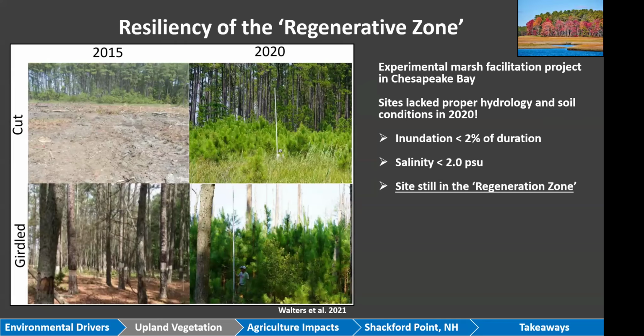Luckily, they took groundwater samples, and what they found was that there was less than 2% flooding in these areas, and that the salinity on average remained less than 2 parts per thousand, or PSU. So they probably crossed that essential threshold that I talked about earlier.